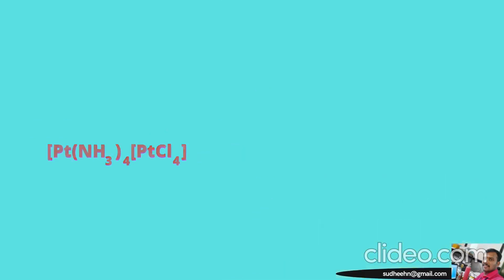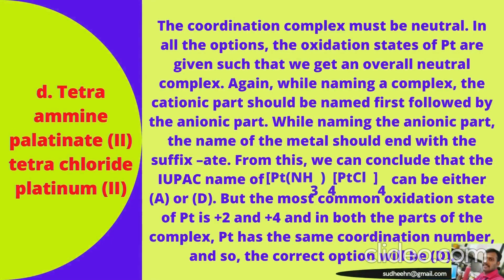And the right answer is option either D or B. We can select either A or D for this particular question, but still option D is the right one, that is tetraammineplatinum(II) tetrachloroplatinate(II), because the coordination complex must be neutral. In all the options, the oxidation states of platinum are given such that we get an overall neutral complex.